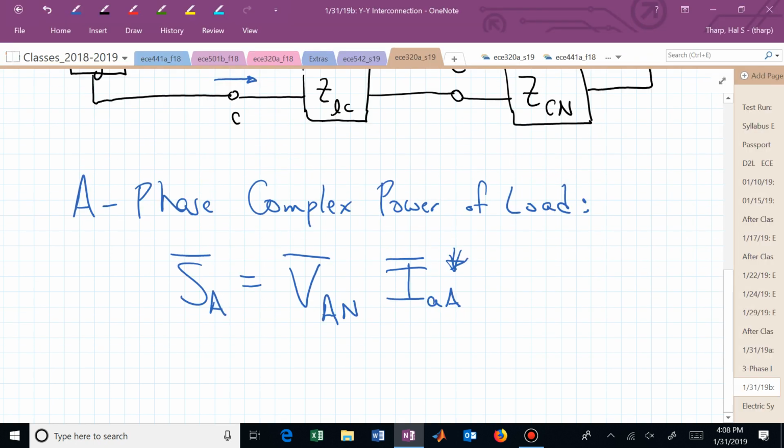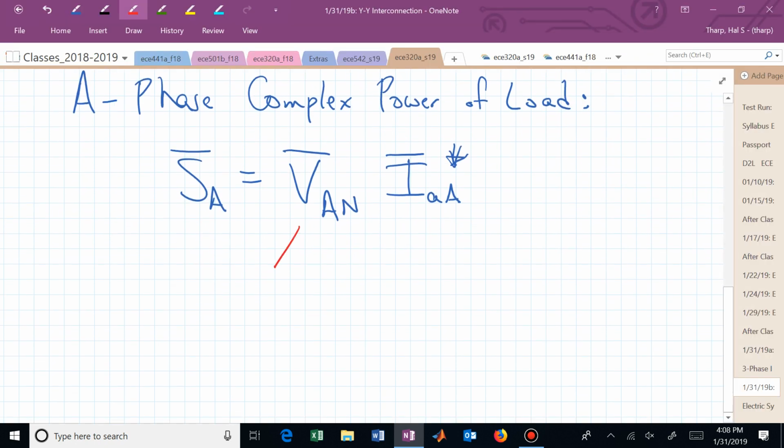So this is in fact what we would call the phase voltage for this interconnected load. This is a YY connection. This is the phase current.